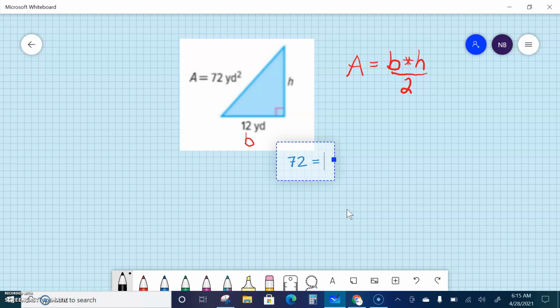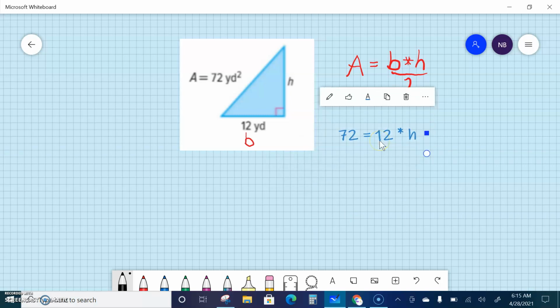Okay, they give me B, which is 12. And then it's times H. I don't know what H is. Okay, so we're going to figure that out. And then I need to make sure that I divide that by 2. Okay, so that was our first step, plugging in our numbers with the letters they gave us. Okay, they gave us capital A, which became 72. B became 12. We don't know what H is, and then that's divided by 2.